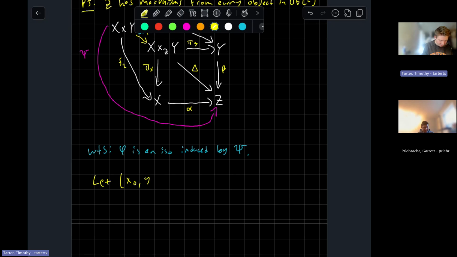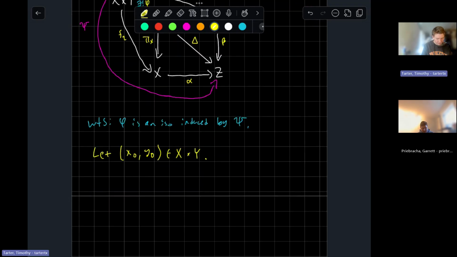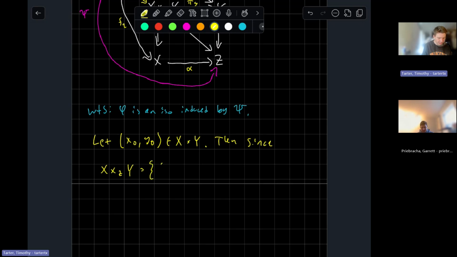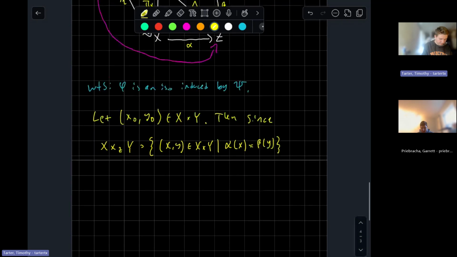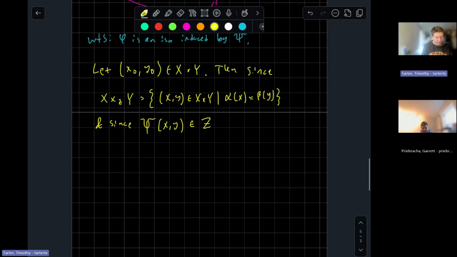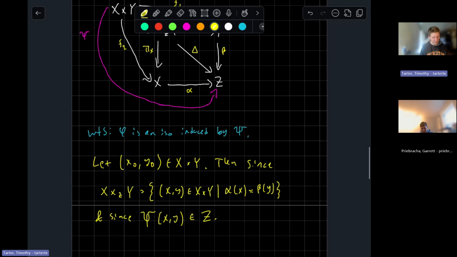So let x naught comma y naught in x product y, and then we know that, since the fibered product of x and y through z is equal to the set of all x and y in the product such that alpha of x is equal to beta of y, and since psi of x comma y is in z, then basically all we have to do is say, okay, well, this is literally just pulling back the information from z.